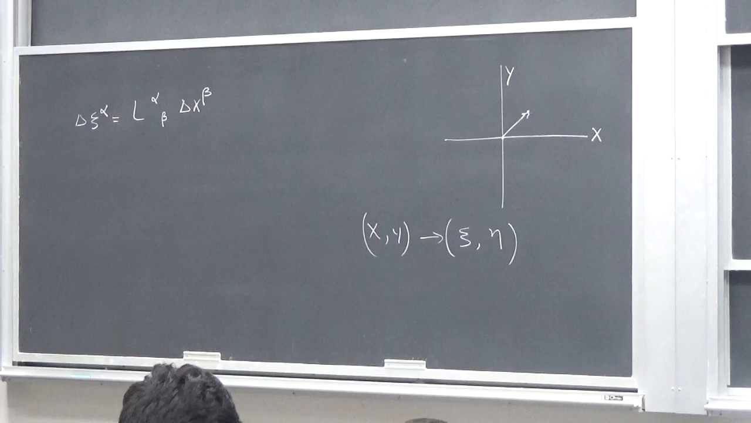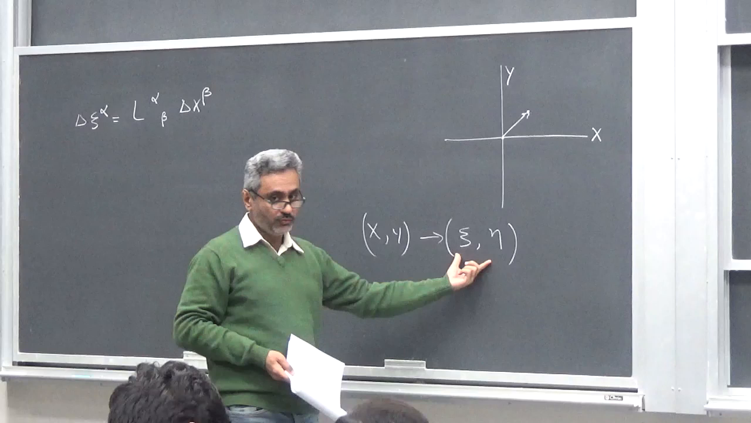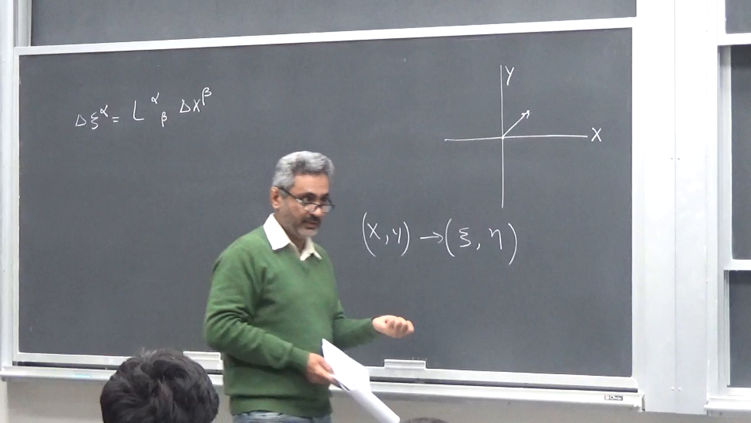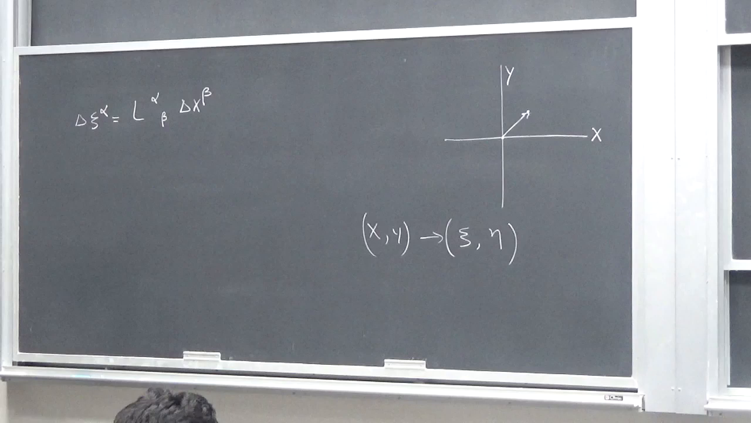And so, what is the condition that this is a good coordinate system? The determinant of this thing as a matrix should be non-zero. Right? And if it's zero at any point, the coordinate system is going to be sick there. And so now again the question, what is a vector?